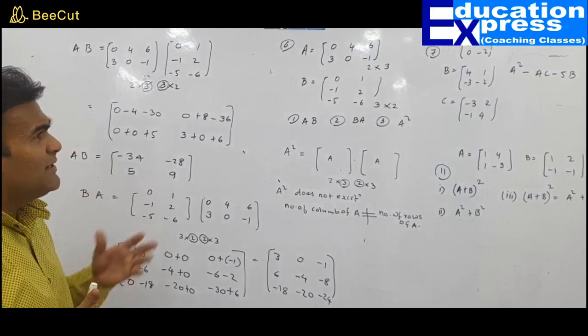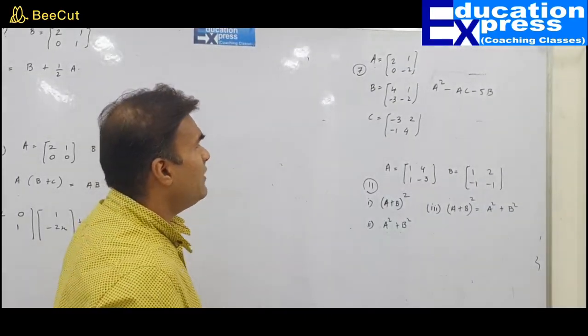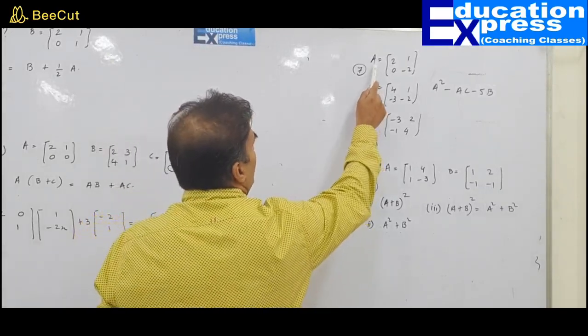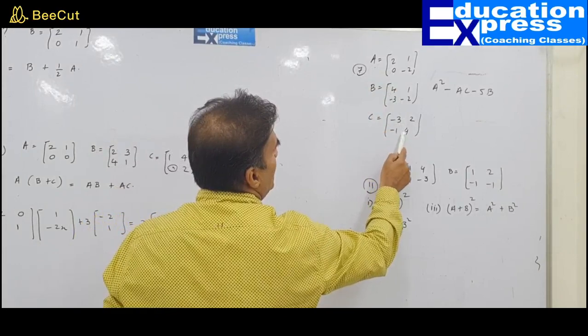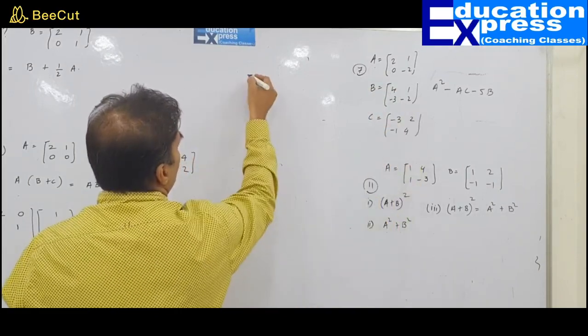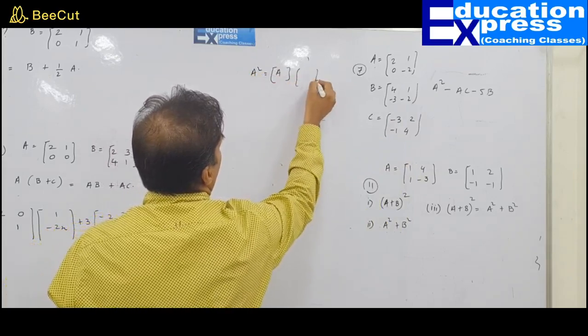This was question number 6. Let's move on to question number 7. Let us have a look at question number 7. Matrix A, B, C are all given to us. Can we find A square? Yes, sir. We can find A square. Matrix A multiplied by matrix A.